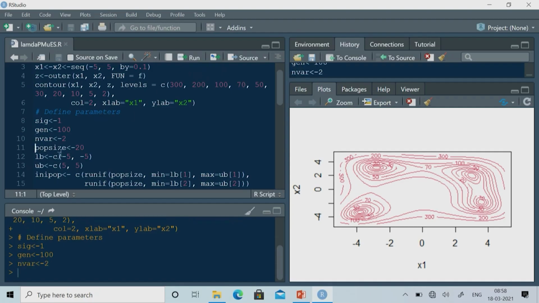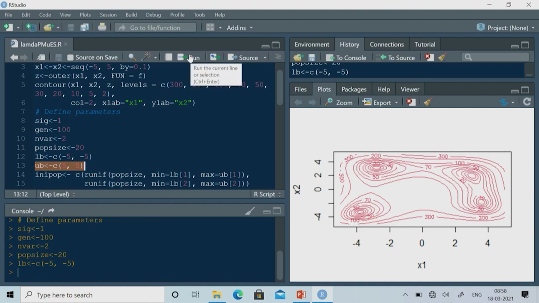Then the population size I have considered is 20 initially, and then I have defined the lower bound and upper bound. The lower bound of x1 is minus 5 and x2 is also minus 5. Then I have defined the upper bound of x1 which is 5 and x2 is also 5. So, I am writing upper bound 5, 5.